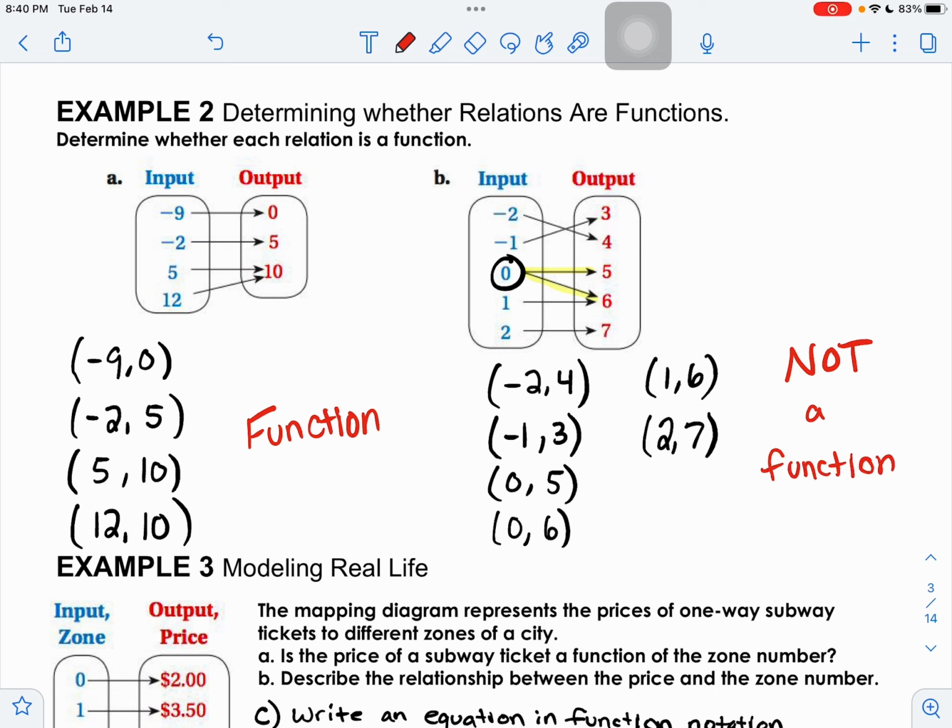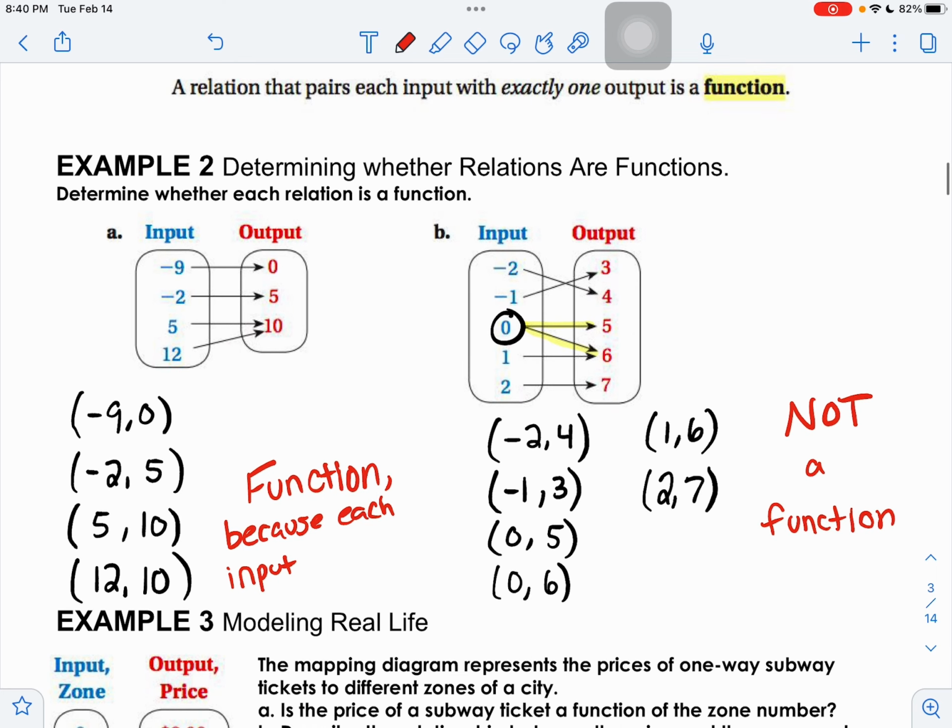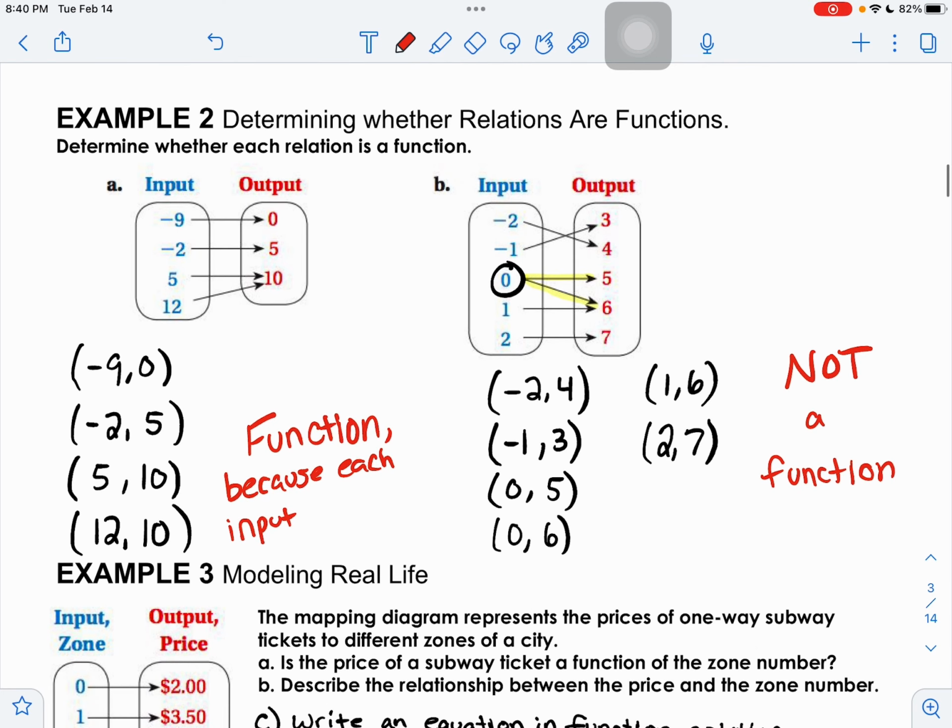It is okay if the y value is repeated, as long as it has its own unique x value. But if an x value is repeated or pairs with more than one output, then it is not a function. So this is a function. I'm going to write the reasoning because each input has exactly one output.